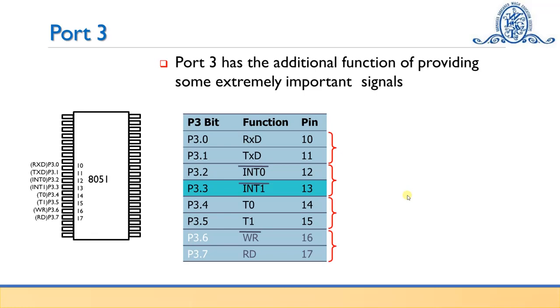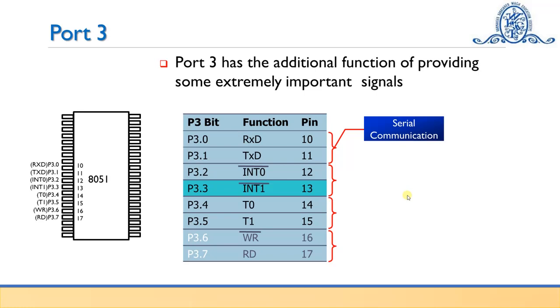Port 3 zeroth bit is called RxD and the first bit is called TxD. So these are pin numbers 10 and 11, and basically these are used for serial communication. So the first two pins of port 3 are used for serial communication.